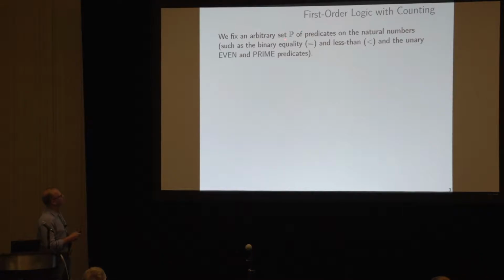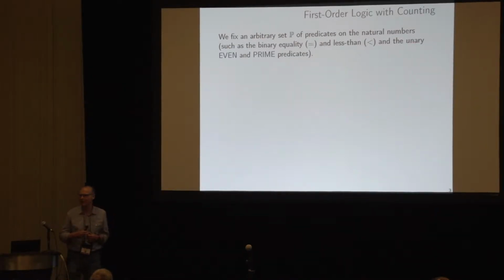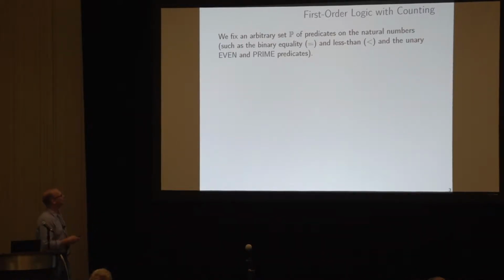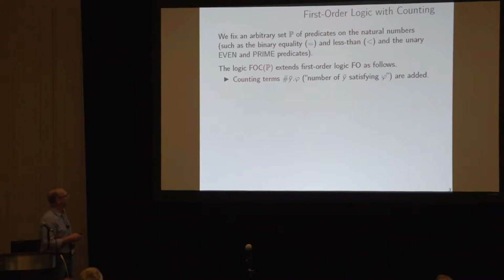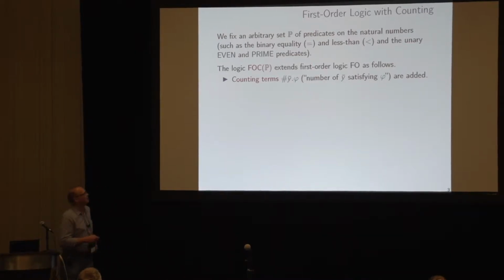So we fix a set of predicates on the natural numbers. This could be something like equality, or less than would be binary predicates, or something prime, or something completely esoteric, like x to the 7 equals y to the 5th minus 4, whatever we want, basically. Okay, can be something undecidable, we don't care. It's just a set of predicates, and then we build our first order logic with counting around this. Basically, we add counting terms, which just count the number of tuples satisfying a particular formula where these variables appear.